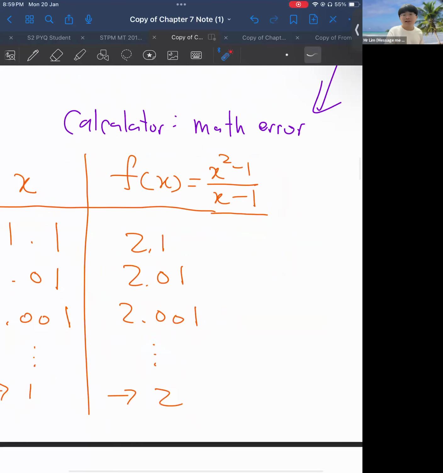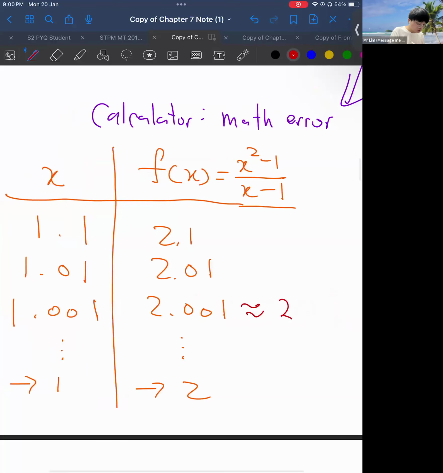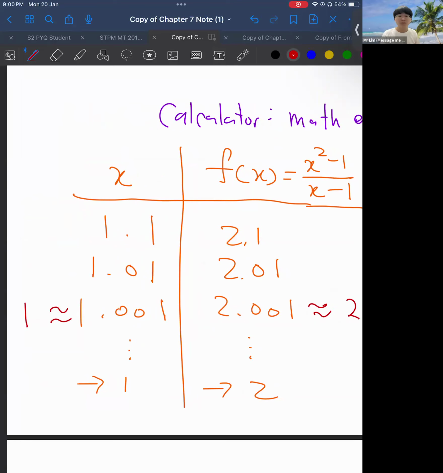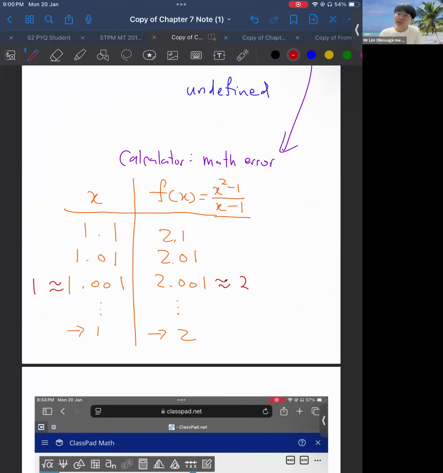The value of your f(x), you need to have some imagination. What is this value getting closer and closer to? 2.1, 2.01, 2.001. If you have more zeros here, it's very close to 2. Sorry, I mean this one is very close to 1, and this one is close to 2. Right? So that is the method to check. All right.